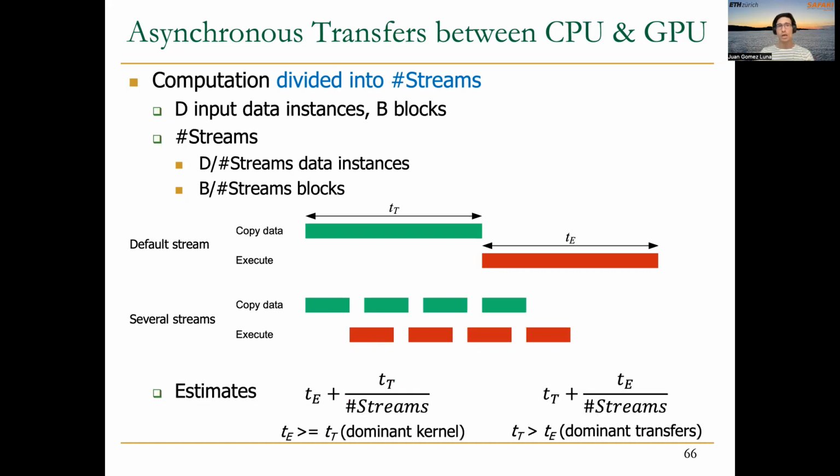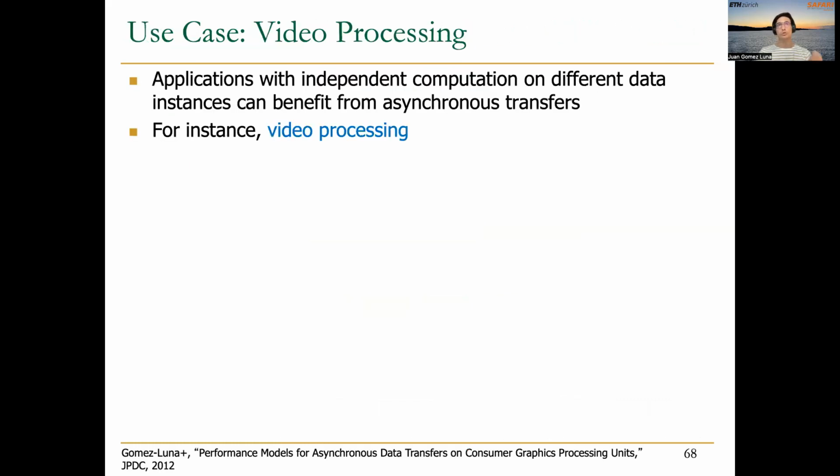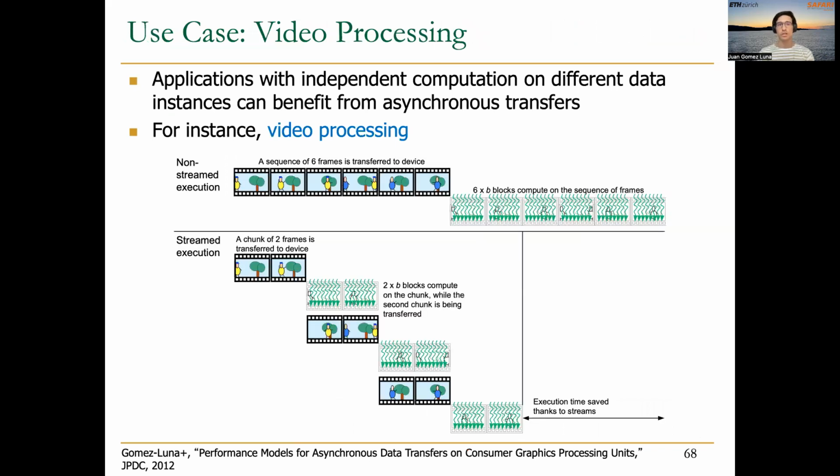We can estimate the performance improvement provided by the CUDA streams and the asynchronous transfers by using these simple estimates. One for the case where the kernel is dominant, it takes longer than the transfers, and the other one when the transfers are the dominant part of the execution. This is pretty useful in many different applications. In this paper here, you can see several examples.